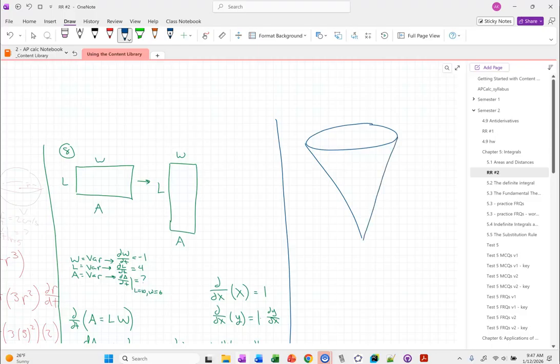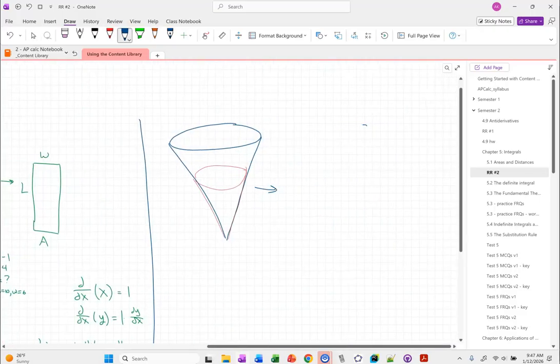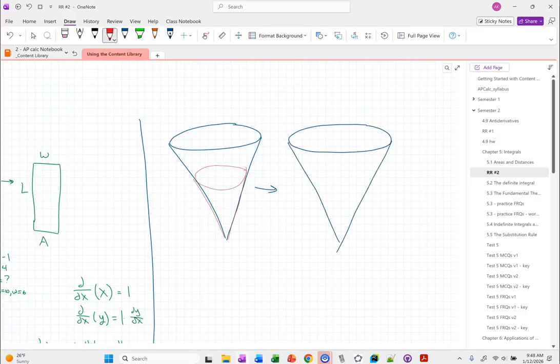So here's my conical tank, right? And there's some water in it. And as time progresses, the tank isn't changing, but the height of the water does, right? Feel good?